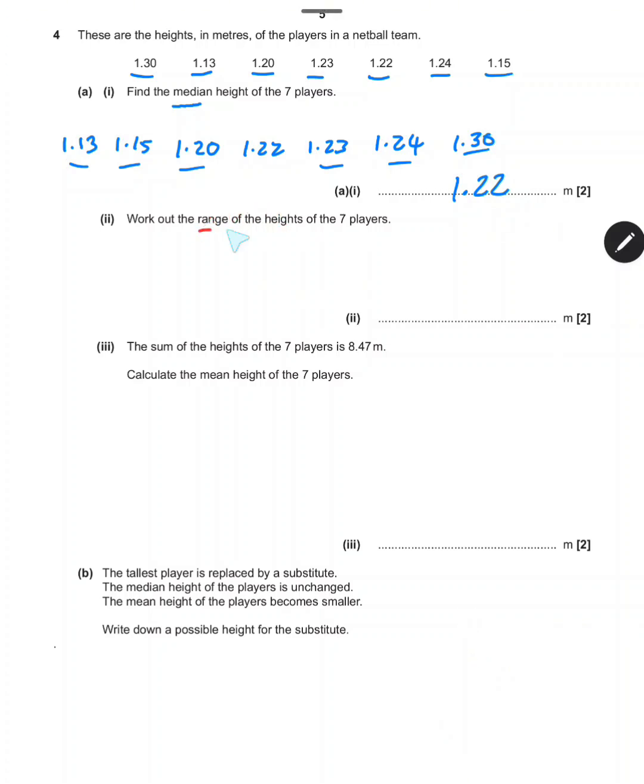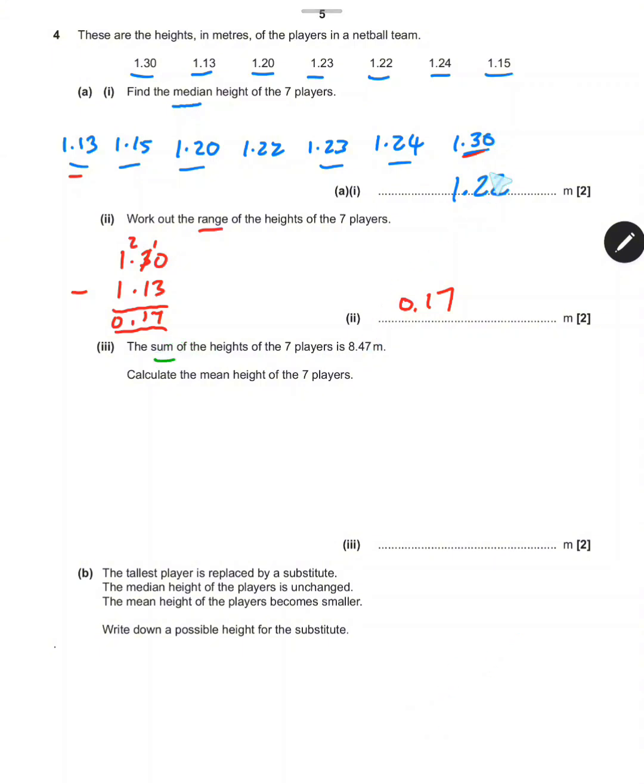We then have found the range. Well, range is biggest take smallest. So I'm going to do 1.30 take away 1.13. This is a non-calculator paper, so we need to work this out. 0 take 3 can't do, so borrow from there. 10 take 3 is 7. 2 take 1 is 1. Decimal, decimal, decimal. And 1 take 1 is 0. The range is 0.17.